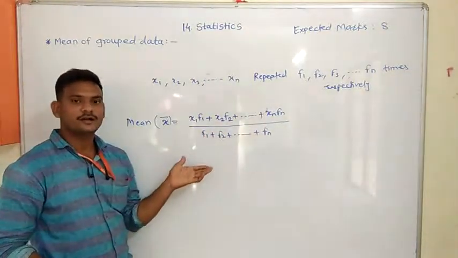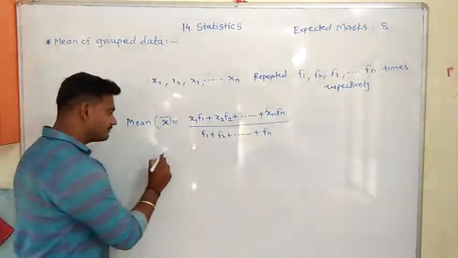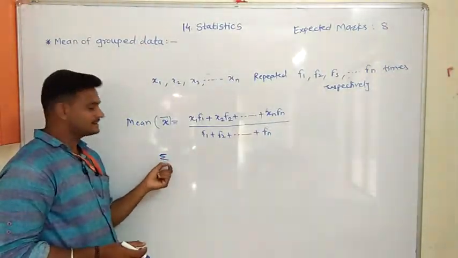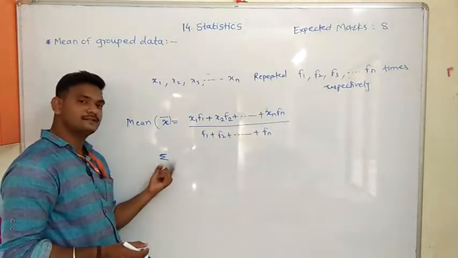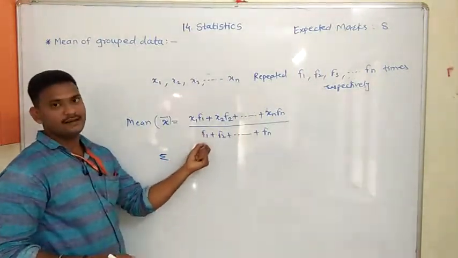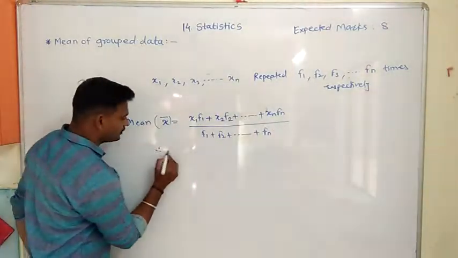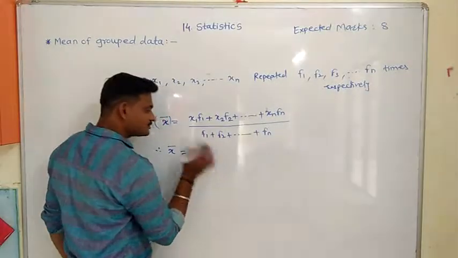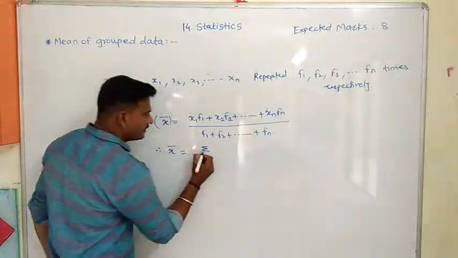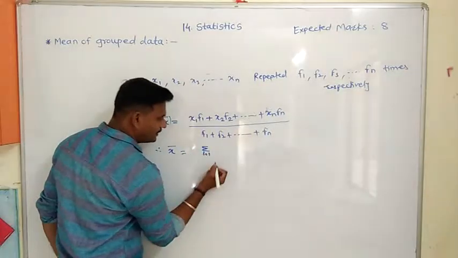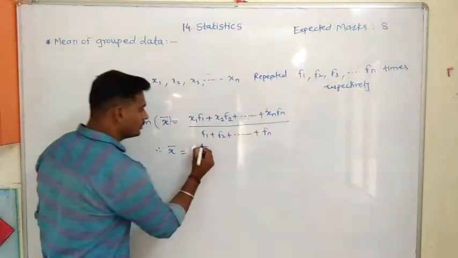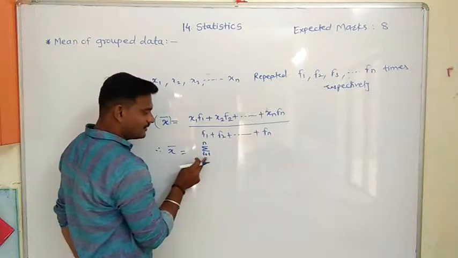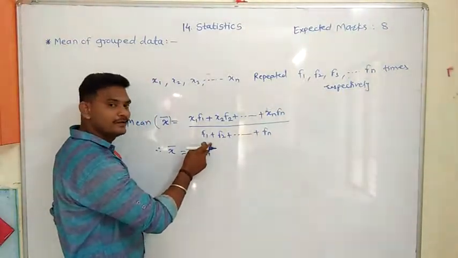And this formula can be shortened. We have seen this symbol in class 9. This is a Greek letter known as sigma, also known as summation. With the help of this symbol, we can write this formula in short. Therefore, x bar is equal to the summation of i is equal to 1 to n, that is, the value of i varies from 1 to n.